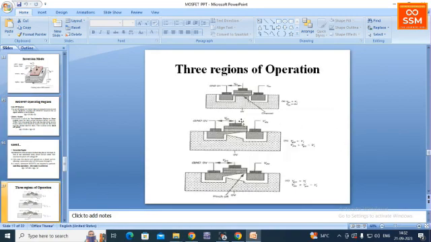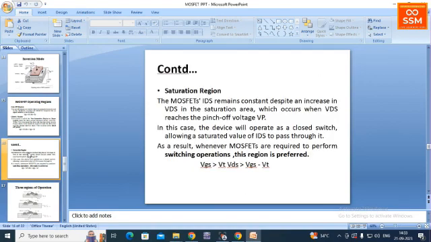In this region, when we increase VGS, which is greater than VT, the current also increases to a certain level. They are linearly proportional to each other. That is, the gate source voltage and the drain current are linearly proportional. If you increase the gate source voltage, definitely the drain current will also increase. So that is the ohmic region or linear region, and it is also called the non-saturation region.